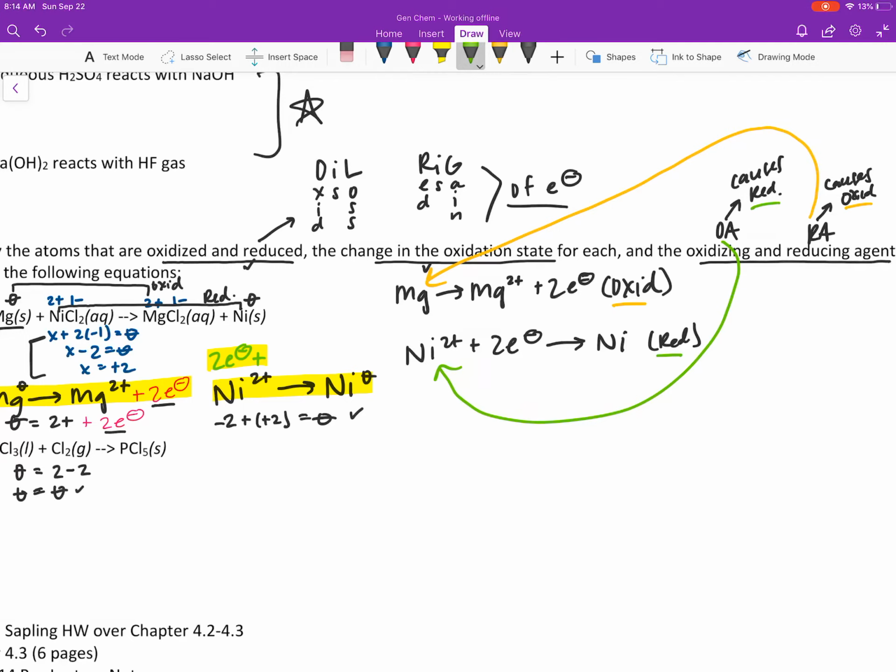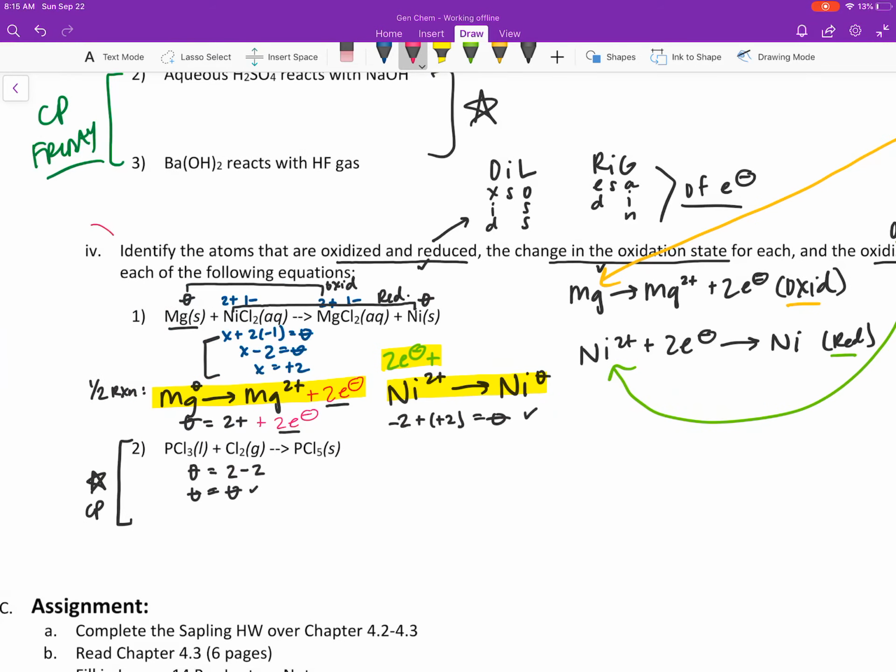Okay, now when we identify the agents, we are focused on reactants only. We are not focused on the products because they are not causing things to happen. They are being produced. The only thing that can cause a reaction is the reactants.